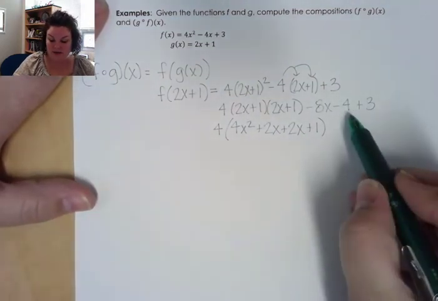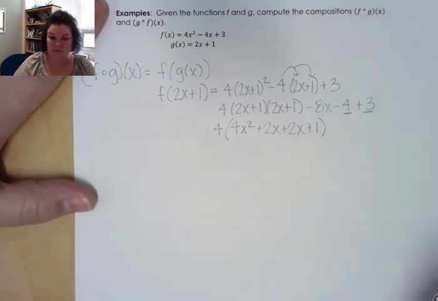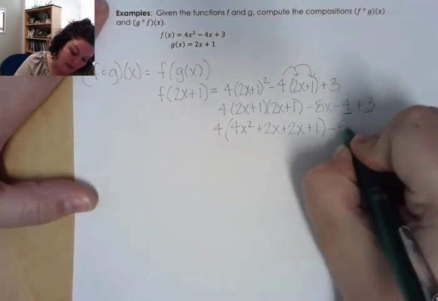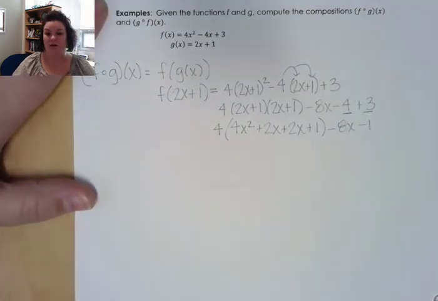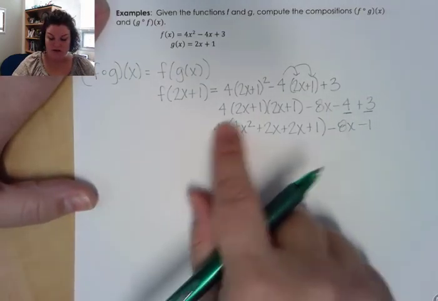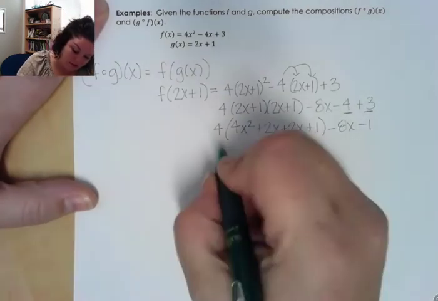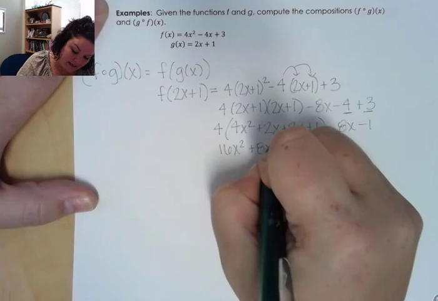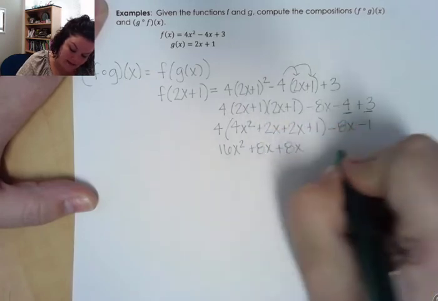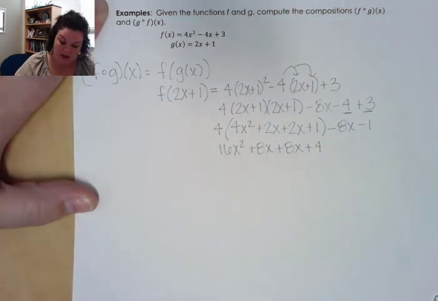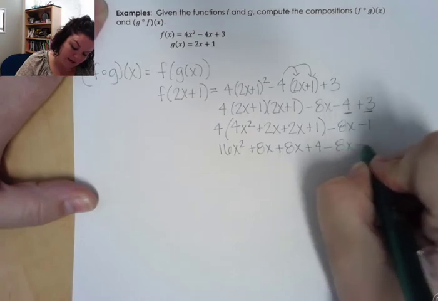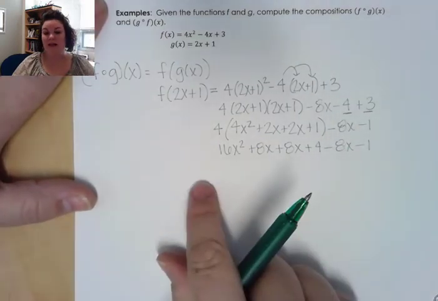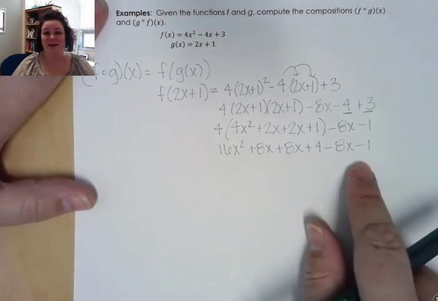And then over here, I'm going to just combine these like terms. Might as well, right? So I have my minus 8x and minus 1 when I combine my negative 4 and my 3. All right, now I want to distribute my 4 into all of this, which is going to give me 16x squared plus 8x plus 8x plus 4. And then I bring down my negative 8x minus 1. And the last thing I have to do is combine all my like terms.